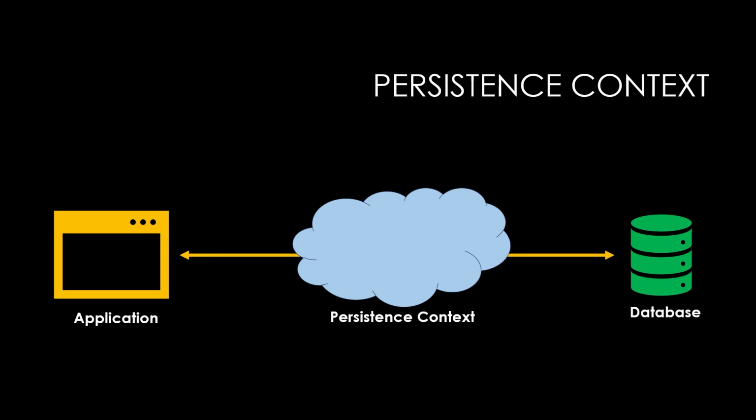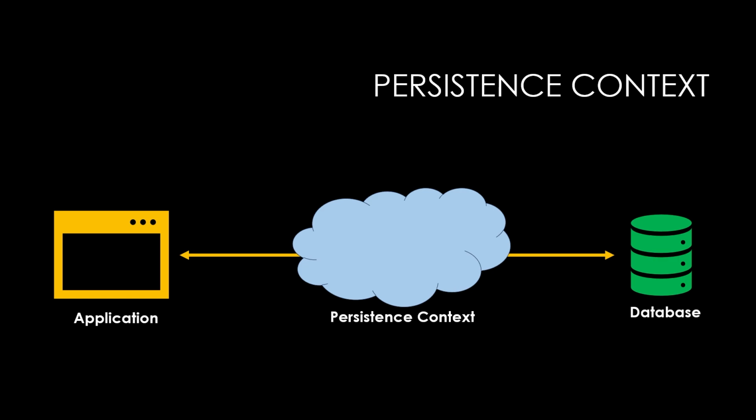That means first our application will interact with the persistence context, and then the persistence context is going to interact with the database whenever we want to save something. In the same way, whenever we want to read something, first the data will come from the database to the persistence context, and then it will go to your application. Again, very easy to understand.